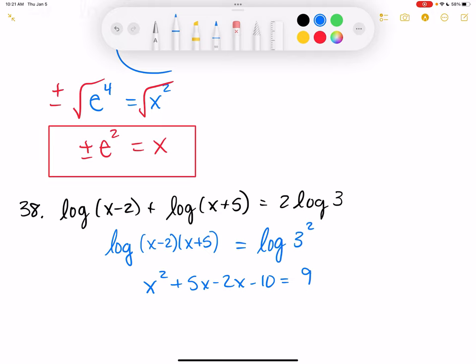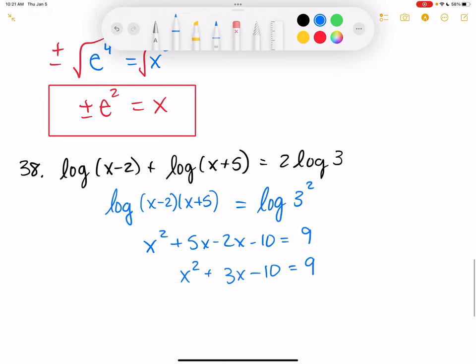So that's x squared plus 3x minus 10 equals 9. I'm going to go ahead and subtract the 9. So x squared plus 3x minus 19 equals 0. Can I factor? No. So what should I do?